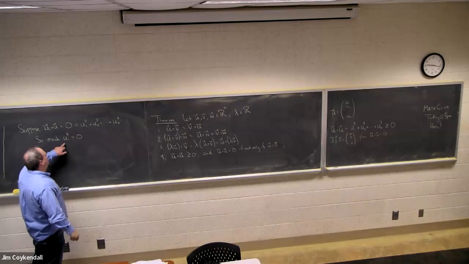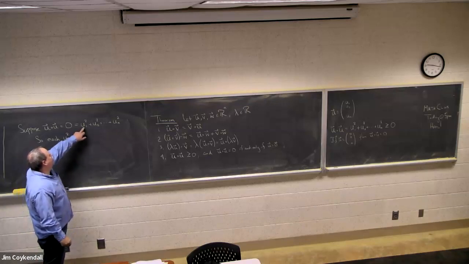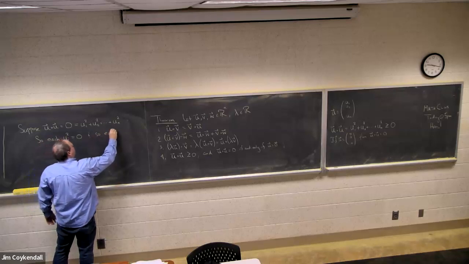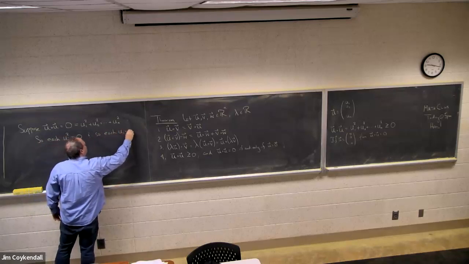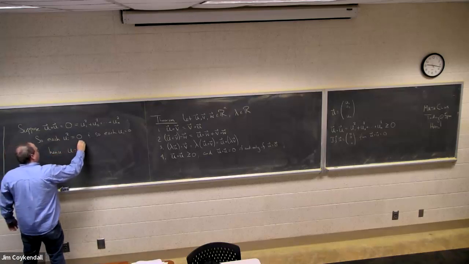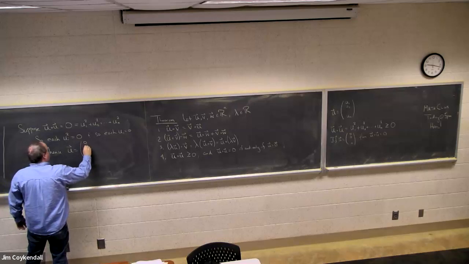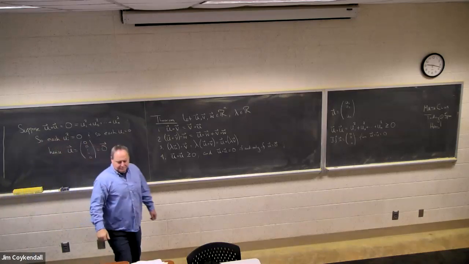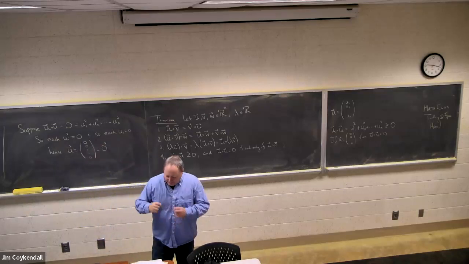So each Ui squared is 0 because these are positive or 0. And so each Ui equals 0. Hence, U is the 0 vector, (0, 0, ..., 0). This is actually rather important.